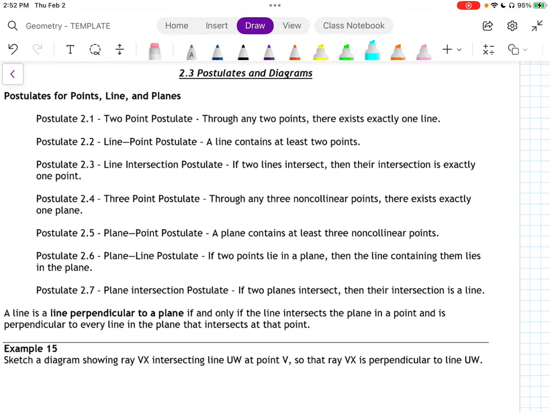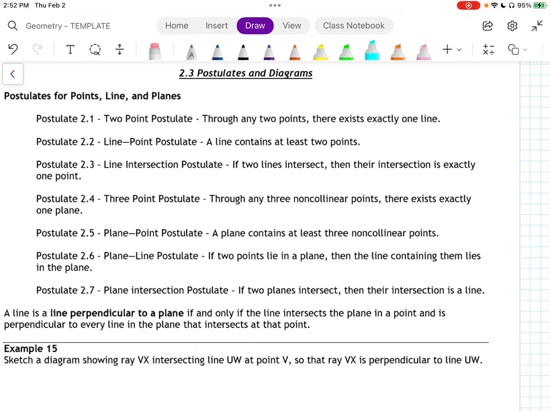The 3-point postulate. Through any 3 non-collinear points, there's exactly one plane, right? So for planes, what's easiest for me is to think about the walls of my house or the walls of your classroom. Each wall would be like a plane. The spot where the wall and the ceiling met, that would be a line. So any 3 non-collinear points, you can draw a plane.